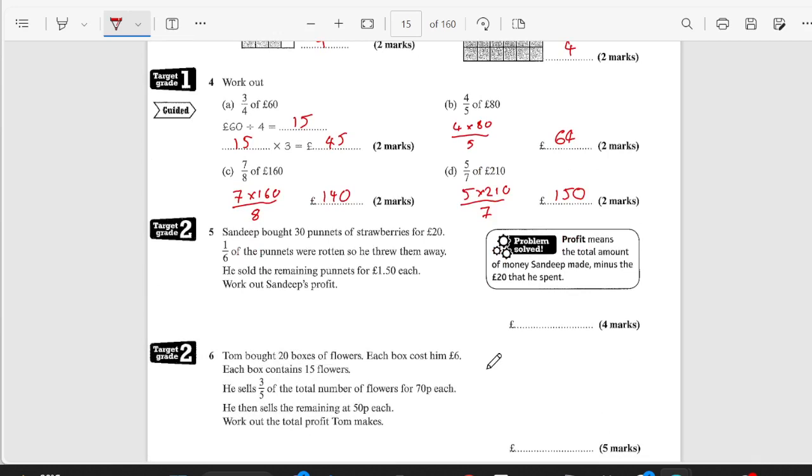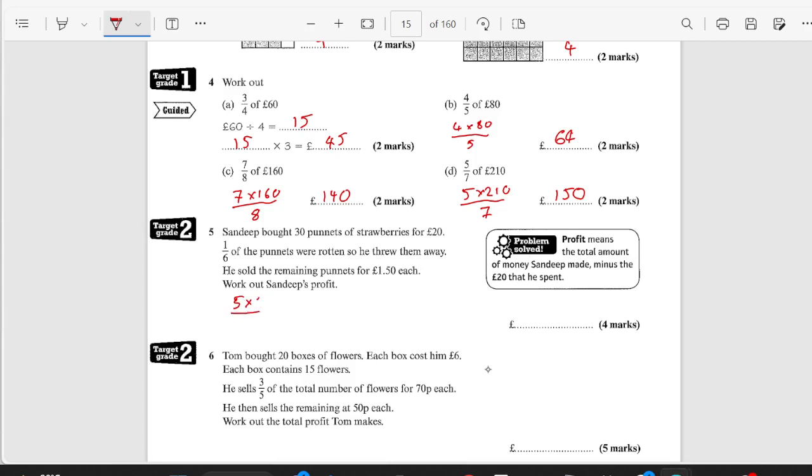1/6 of the punnets were rotten, so they were thrown away. He sold the remaining punnets for £1.50 each. Work out the profit. I'm going to work out the number that was sold first of all. So I'm going to do 5/6 of 30, and I'm going to do it like how I did in question 2.